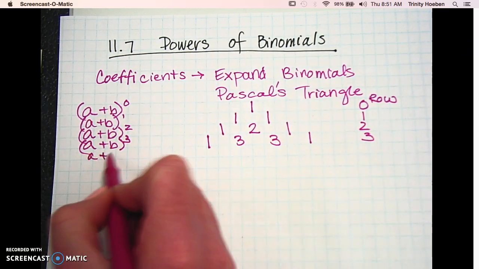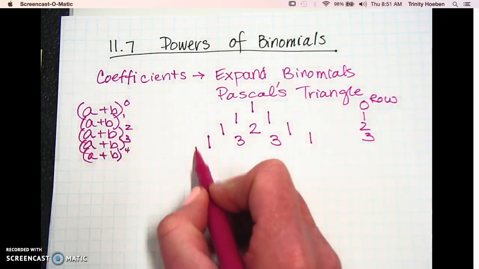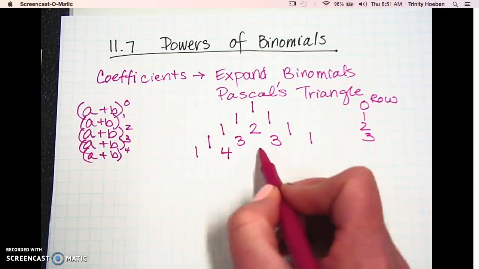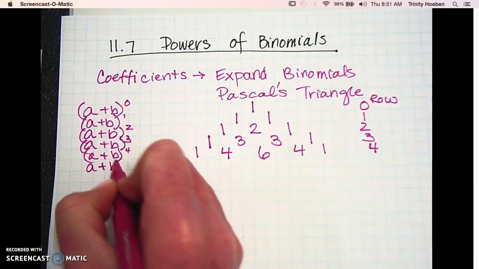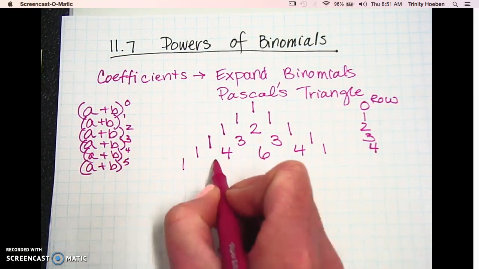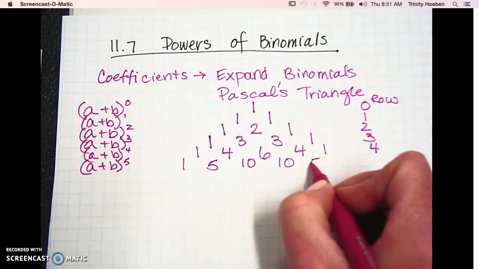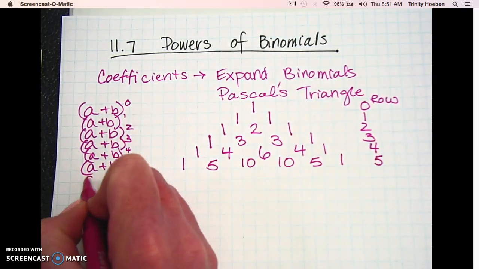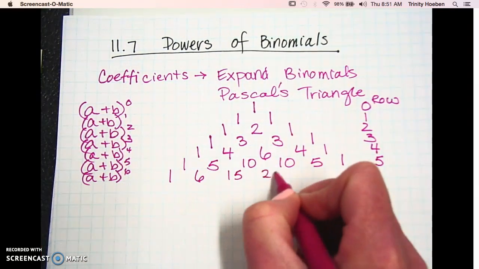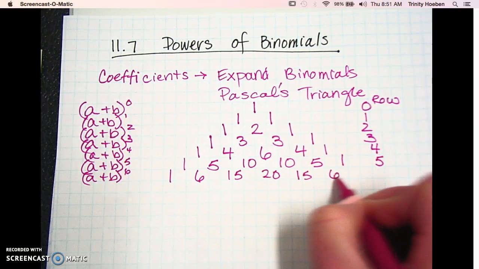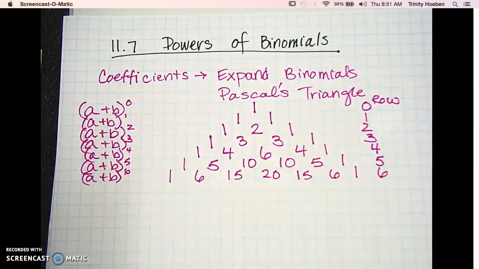So for a plus b to the 4th power, we're going to have 1. Add the 1 and the 3, you get 4. 3 plus 3 is 6. That's row 4. So row 5, the coefficients are going to be 1, 5, 10, 10, 5, 1. A plus b to the 6th power is going to be 1, 6, 15, 20, 15, 6, and 1. That's row 6. Okay? So you can kind of see the pattern for the coefficients when you have a binomial expansion.